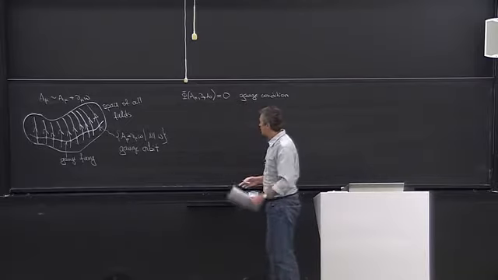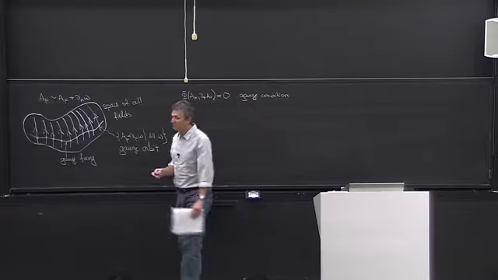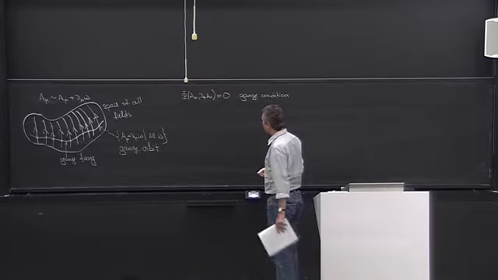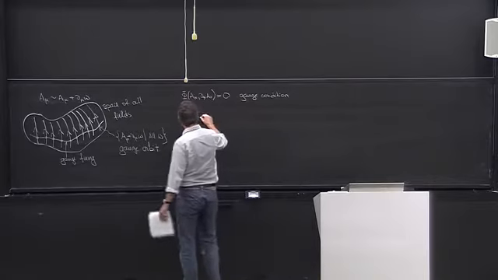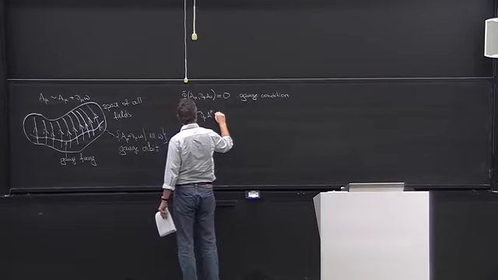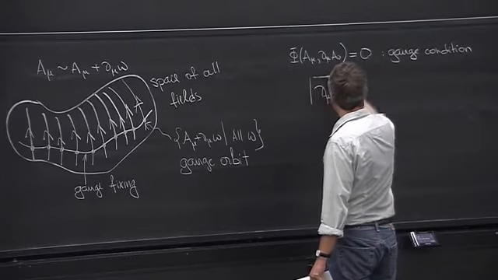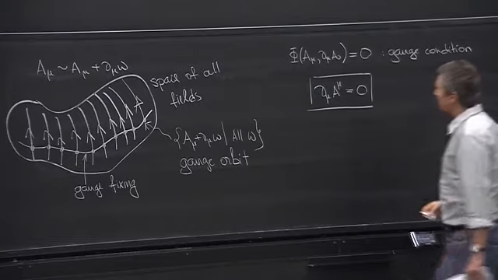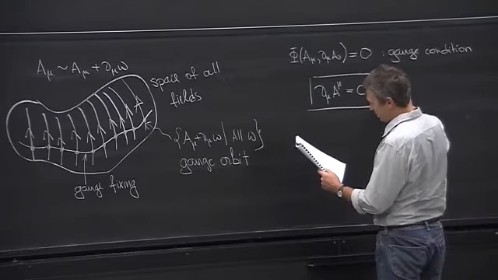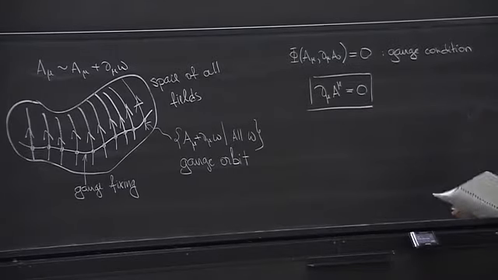So for our purposes, we would like to make a gauge fixing in a way that wouldn't break Lorentz invariance. So one possibility for such a gauge fixing condition is to say that the divergence of A is 0. So this is the gauge fixing condition that we will choose, and I think this is called the Lorentz gauge.